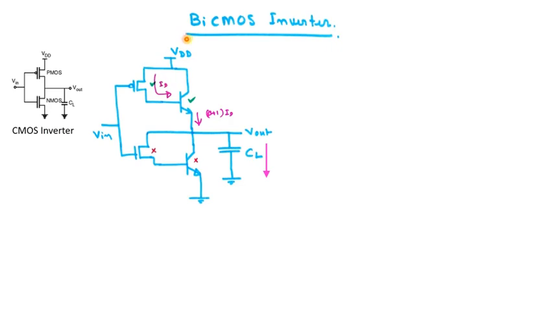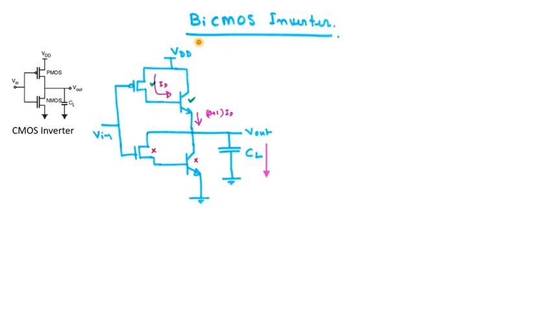Let us consider the example of a BiCMOS inverter. For reference, I have also shown the circuit diagram of a CMOS inverter. Let us look into the circuit diagram of the BiCMOS inverter. First, let us consider the CMOS part, the PMOS and NMOS. The same Vin is connected to this PMOS and NMOS. The PMOS source is connected to VDD, but the drain terminal of this PMOS is not connected with the drain terminal of the NMOS.